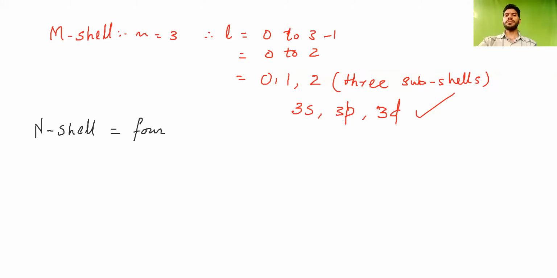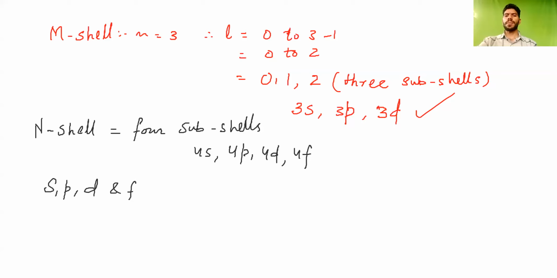So what will be the names? 4S, 4P, 4D, and 4F. So can you now tell me where these terms have actually come from? You will remember that this S, P, D, and F have actually come from spectroscopy. These are the spectroscopic terms.